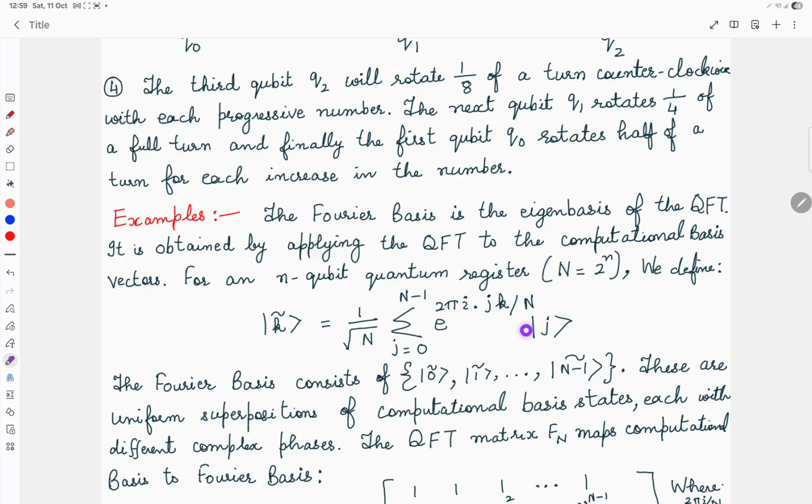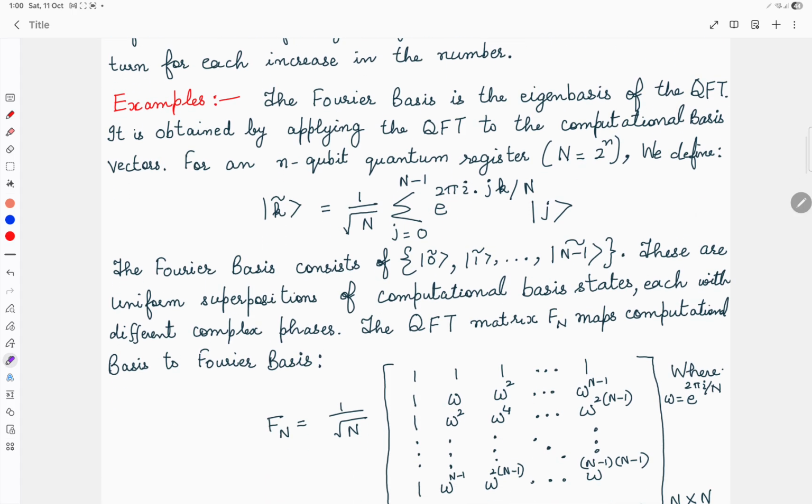And how are we getting the Fourier basis? We are applying the QFT. This is the quantum Fourier transform formula. We apply the QFT formula to the computational basis and we get the Fourier basis. So ket K tilde represents the Fourier basis that we get after we apply the quantum Fourier transform to the computational basis. For example, if we have capital N computational basis states, our J value will vary from 0 to capital N minus 1.